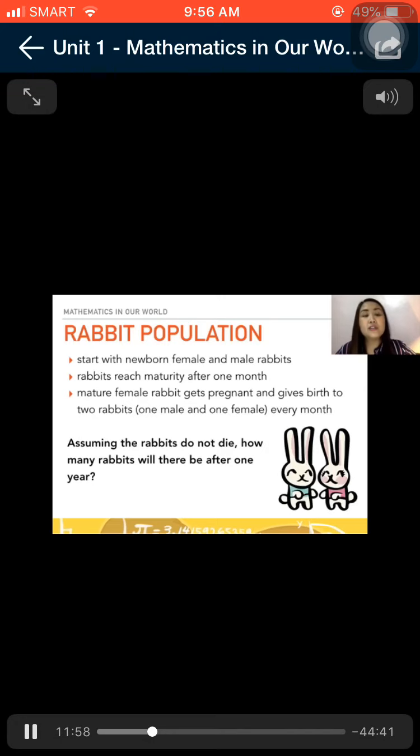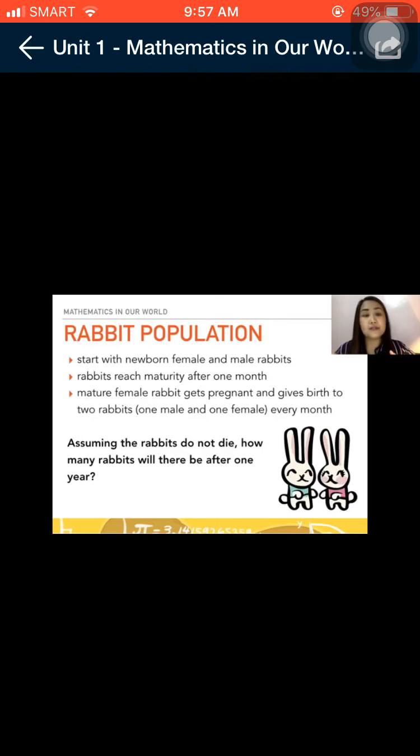You start with newborn female and male rabbits, and then the rabbits reach maturity after 1 month. Okay? And then, when they mature, the mature female rabbit gets pregnant and gives birth to 2 rabbits, 1 male and 1 female every month. Assuming that the rabbits don't die, how many rabbits will there be after 1 year? Okay, so that's his problem: how many rabbits will there be in 1 year, if that's the case?